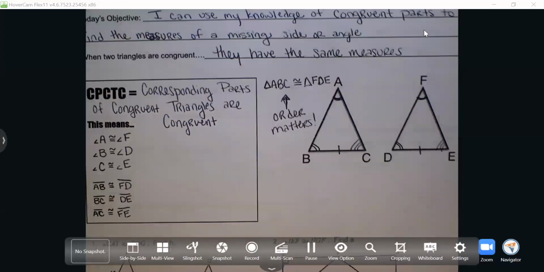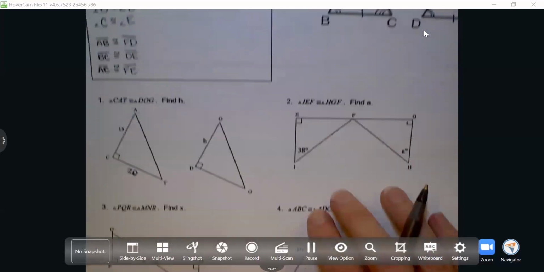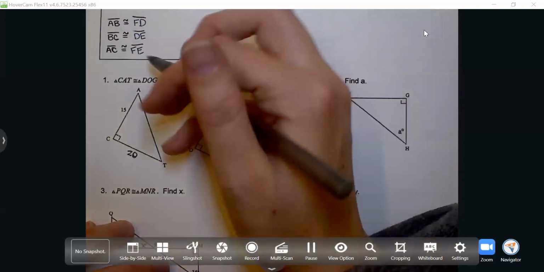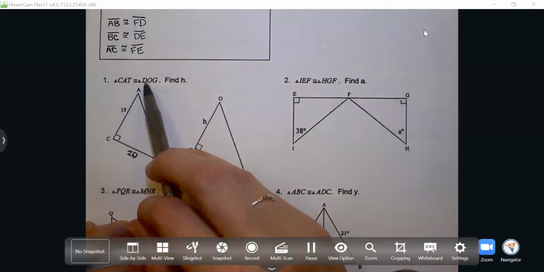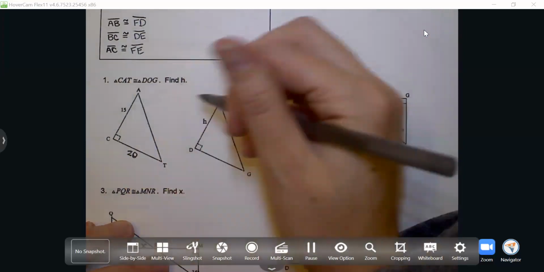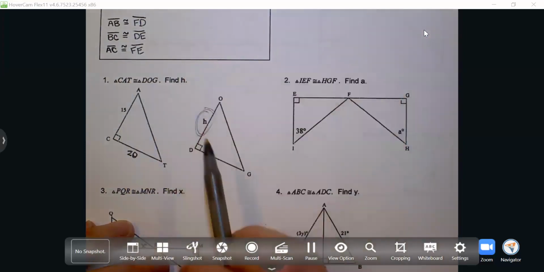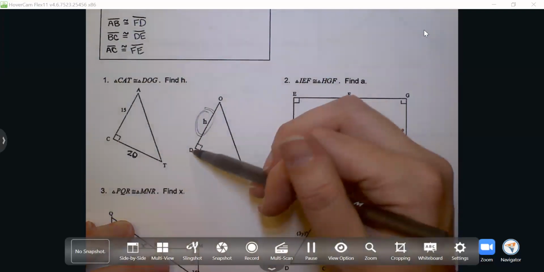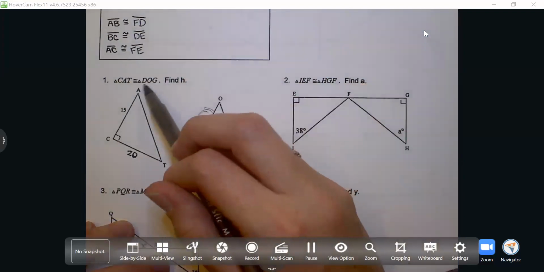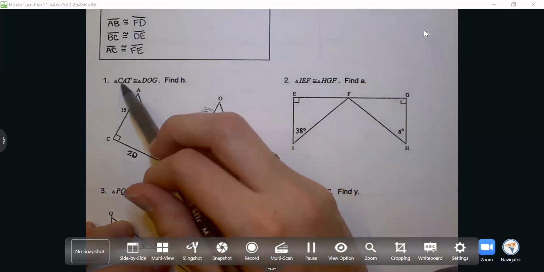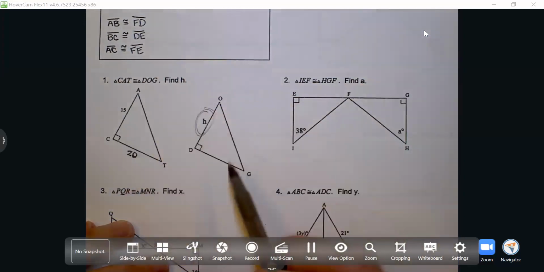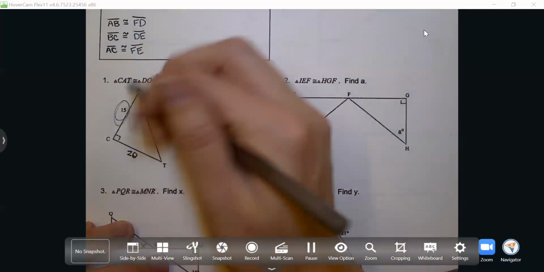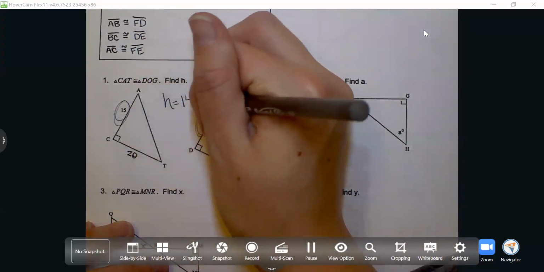I can use this to find some missing measures of some triangles and some figures down here. If I want to know, all right, so CAT is congruent to DOG. If I want to know what H is, I want to find the matching corresponding part in my triangle. DO is the first 2 letters here. CA is the first 2 letters here. So is it congruent to the 15 or the 20? It's congruent to the 15. H equals 15.